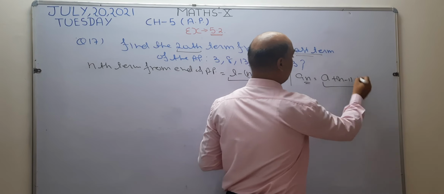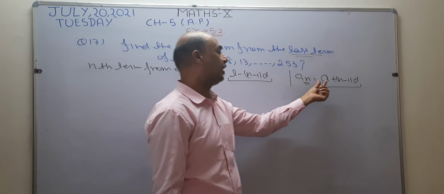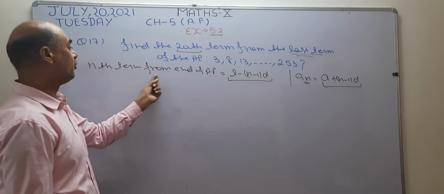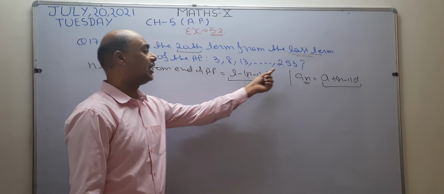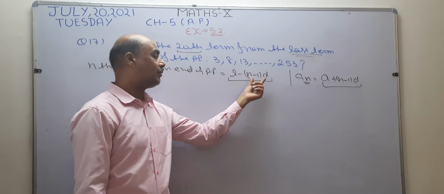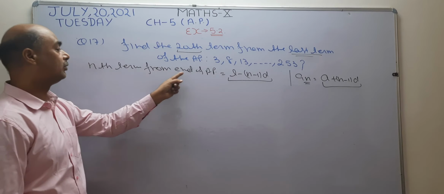See, what is the difference? When the nth term is written, it means we start from the first, so a plus is there. But when we find the nth term of an AP from the end, meaning the last term, we have to write L minus. The remaining part is the same: L minus (n minus 1) into d. This is the formula for finding the nth term from the end of the AP.